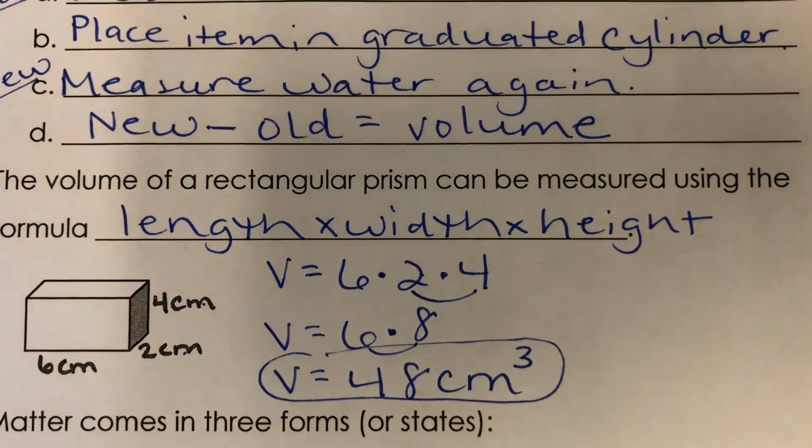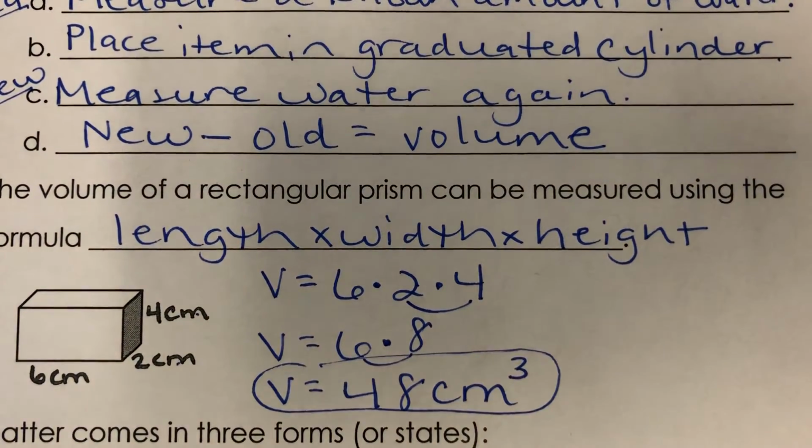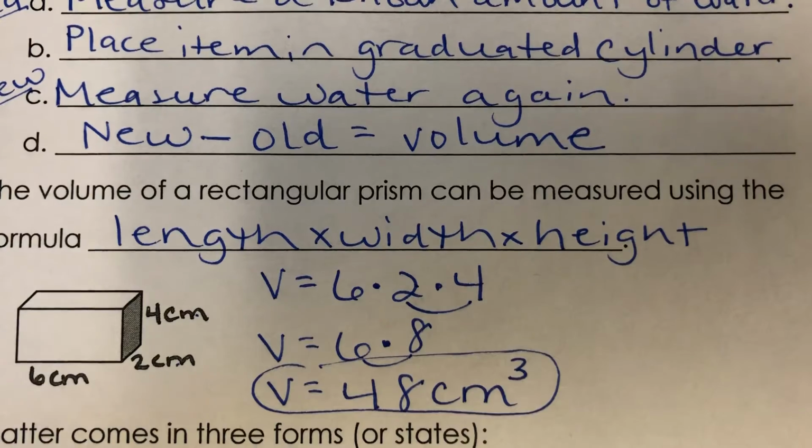So if it has a formula, you can use a formula. In 5th grade, you're only responsible for the rectangular prism formula. Later on down the road, when you're in middle school, you're going to learn some other formulas as well.